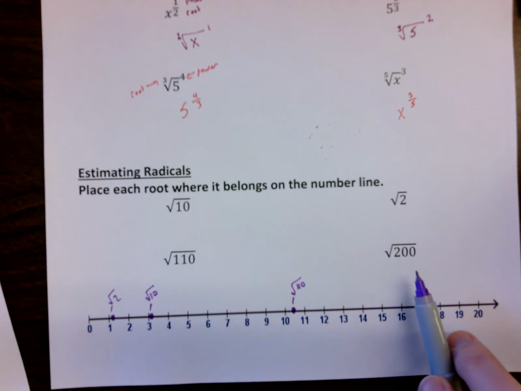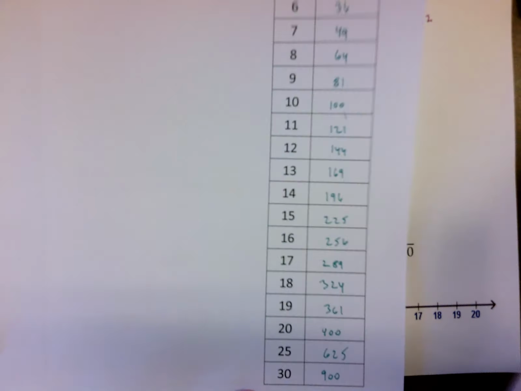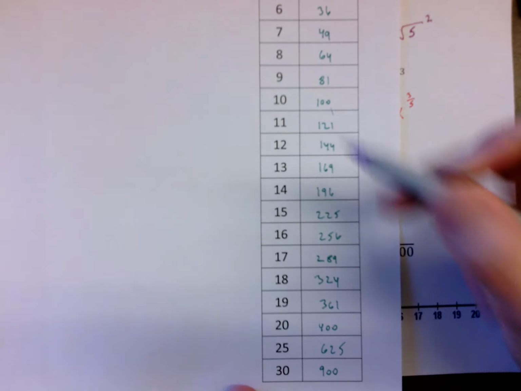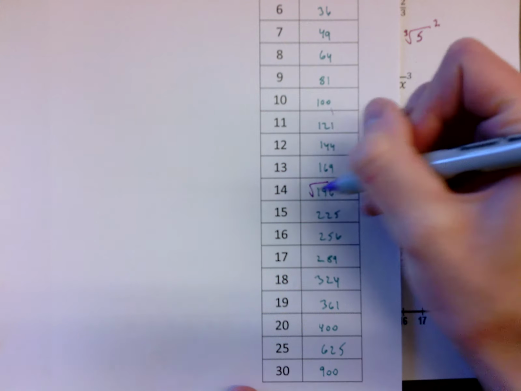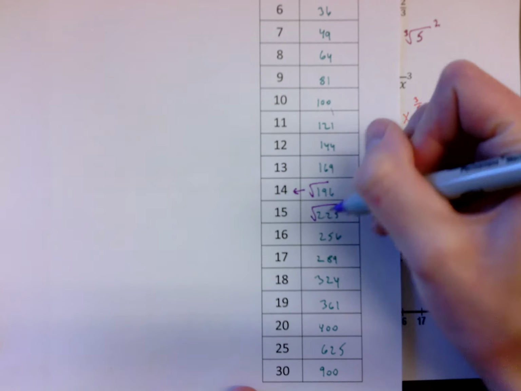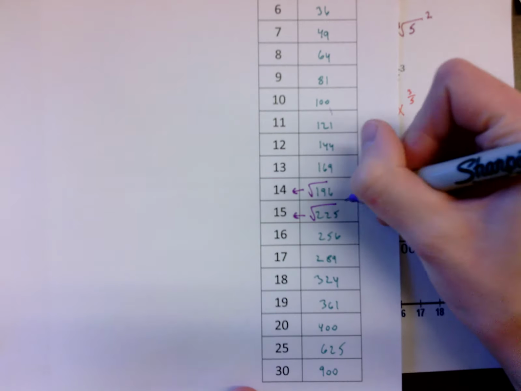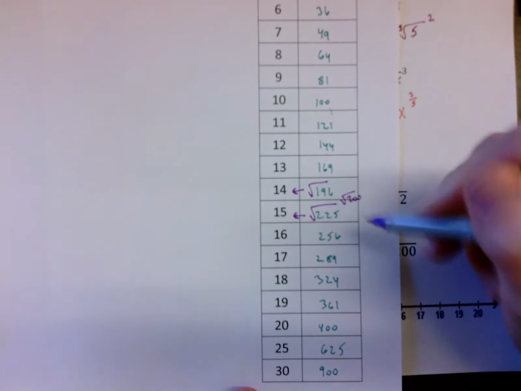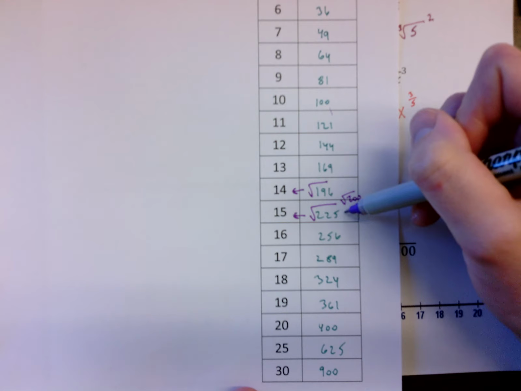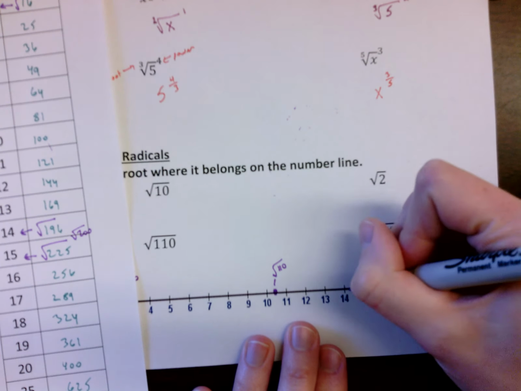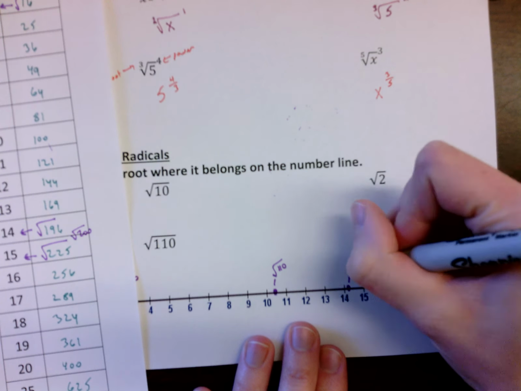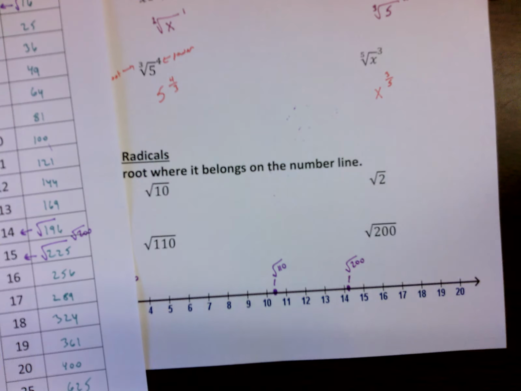Okay, lastly, the square root of 200. I'm looking over here. Well, I've got a square root of 196 and a square root of 225. So 200 would be between those. The square root of 196 is 14. Square root of 225 is 15. So the square root of 200 would be between those. It's closer to 196 than 225. So I'm going to put my point between 14 and 15, but closer to 14. That's where the square root of 200 goes.